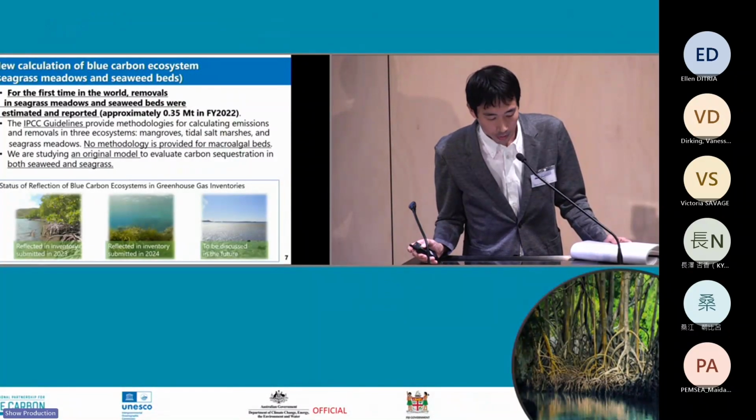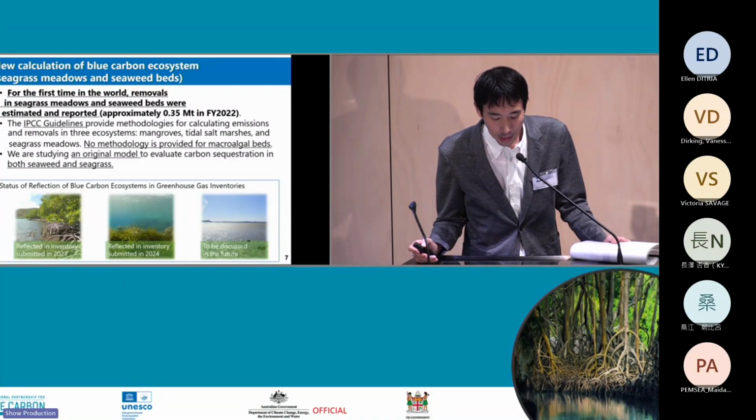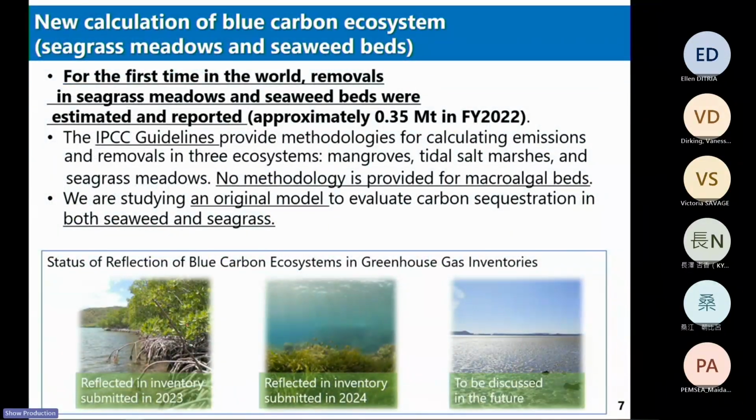In my understanding, Japan is the first country to report seaweed in its inventory. Many countries have done it for mangrove or seagrass because the IPCC guidelines are complete. However, for seaweed, we had to create a new methodology to calculate our carbon sequestration.